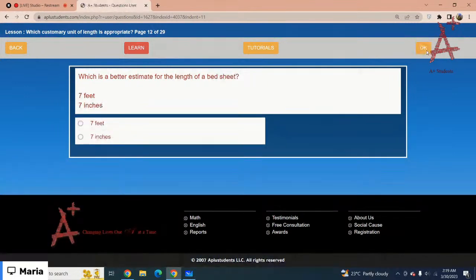Got it? Okay, which is a better estimate for the length of the bed sheet? 7 feet or 7 inches? Yes, 7 inches is a very small unit for a bed sheet. Got it? It would be 7 feet.